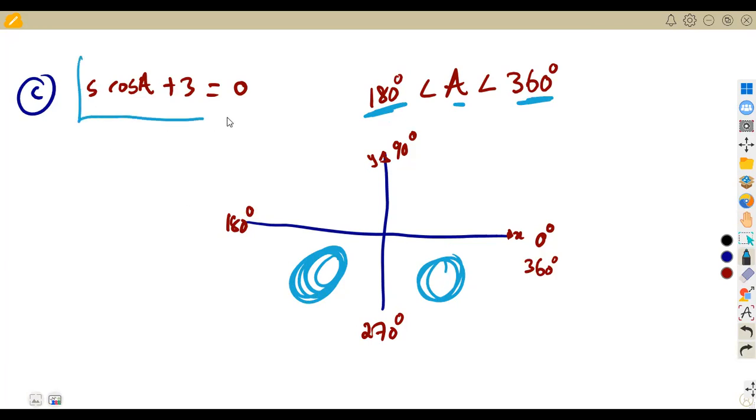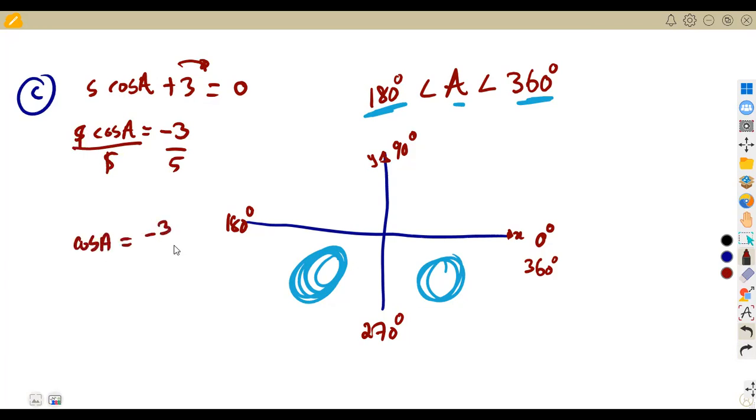So we go back here now to conclude, because we are given that 5 cos A plus 3 is equal to 0. Can we find cos A so that we can conclude what this A represents? We can just transpose and make cos A the subject. So 5 cos A is equal to, transposing this to the other side, negative 3. Divide by 5, divide by 5, that means the cosine of A is equal to minus 3 over 5.